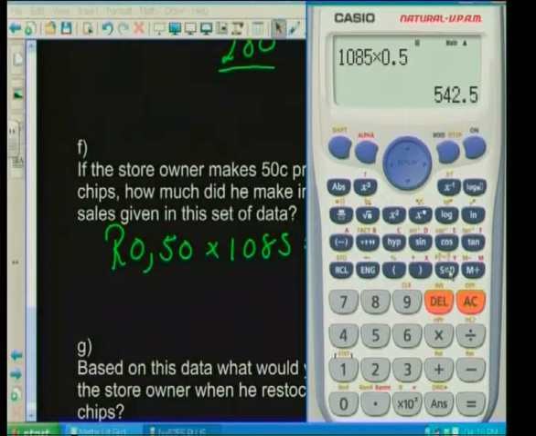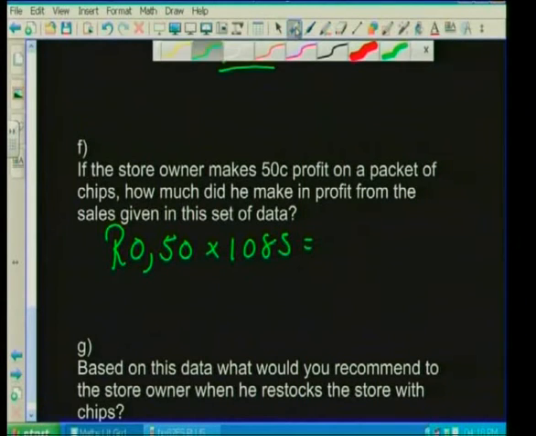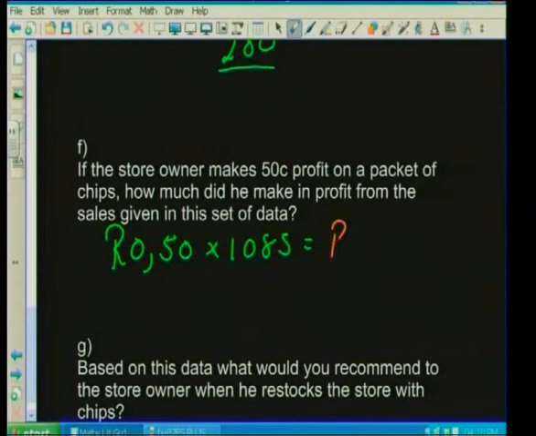542 rand 50 cents. So it's not bad, eh? Nice way to make money. You should try it. Go out, buy some chips and sell it to your buddies and make 50 cents profit.